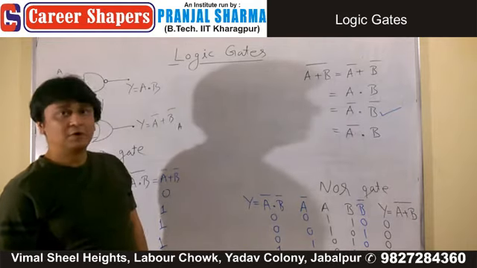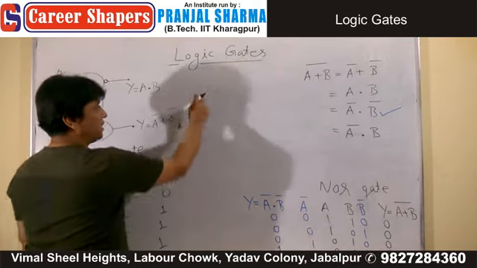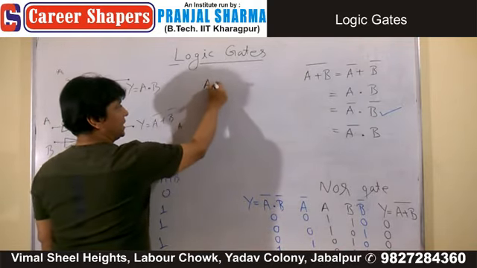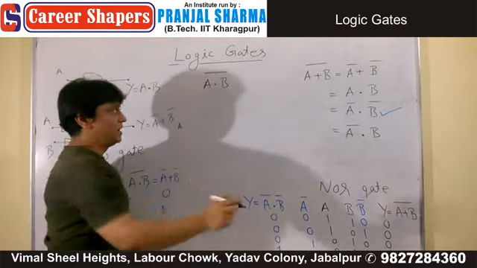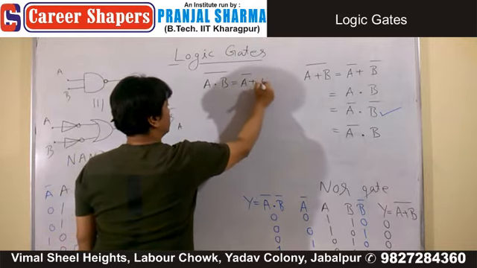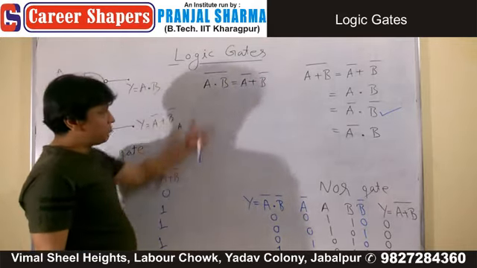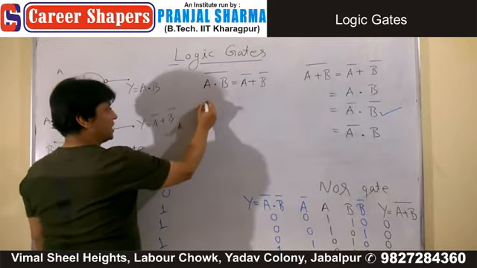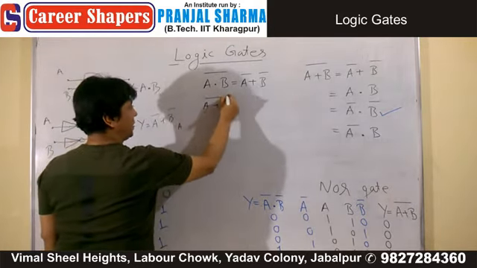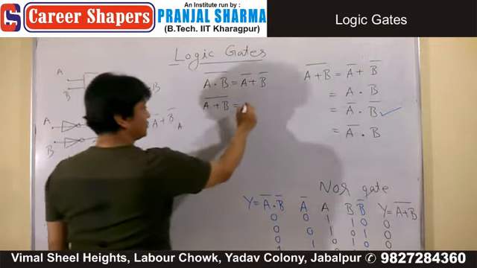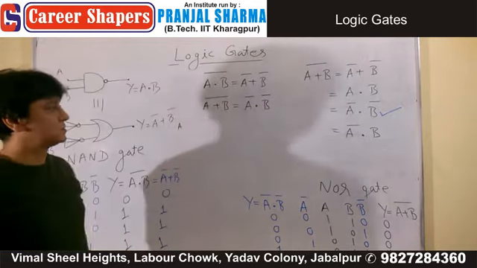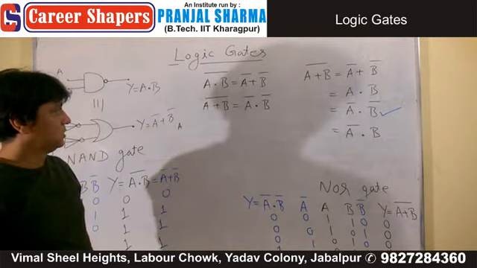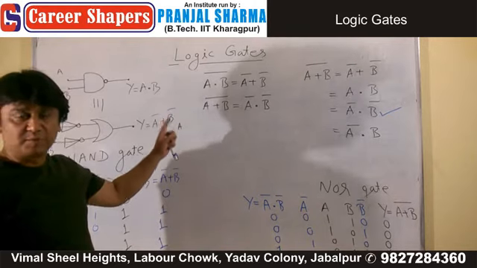So remember these formats. If somebody gives you A dot B whole bar, then this is A bar plus B bar. You can write it down separately. If somebody gives you A plus B whole bar, then it gives you A bar dot B bar, like this. I hope you understand this much.